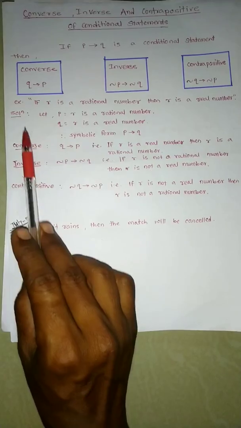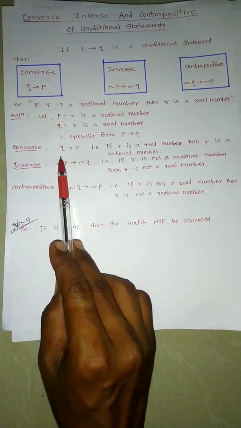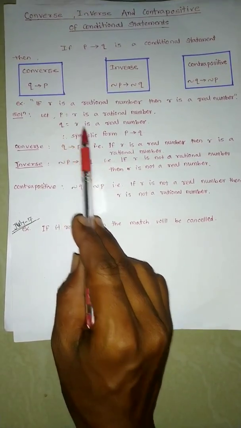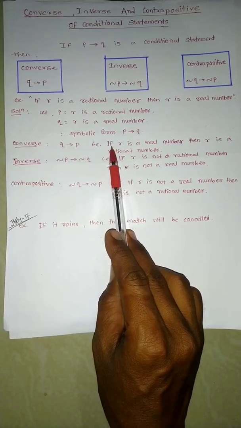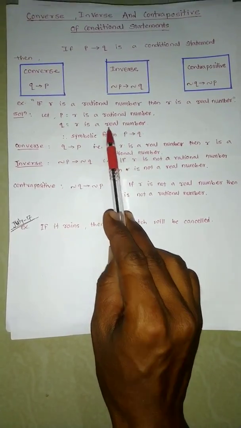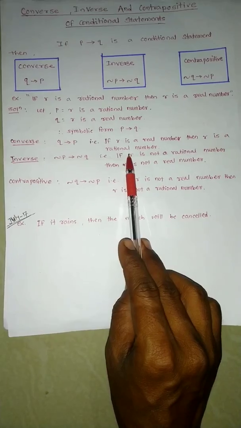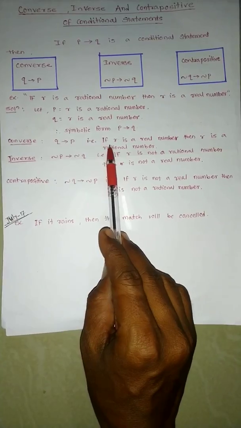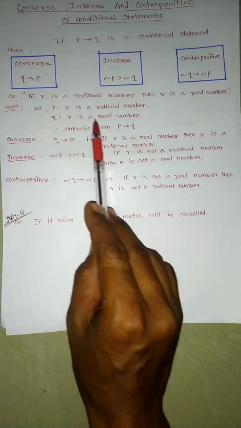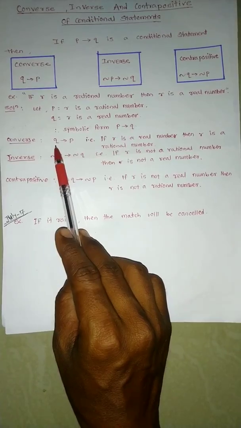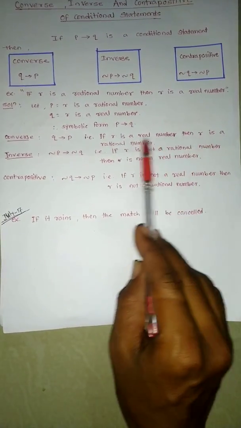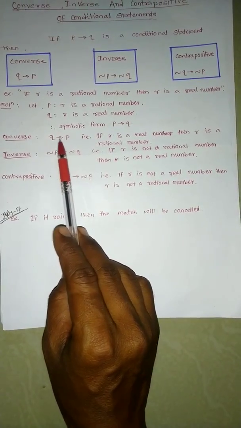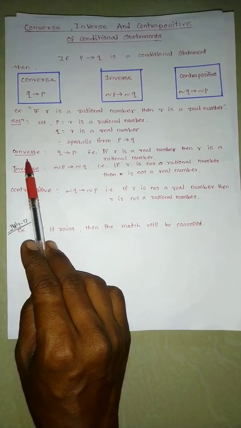Now find the converse. We know the formula for converse: Q implies P. So how can we write the original statement as Q implies P? Write down the second statement Q and then the first statement, and join them with if-then. That is, if R is a real number, which is the second statement Q, then R is a rational number, the first statement. In this way we can write the converse of the statement.